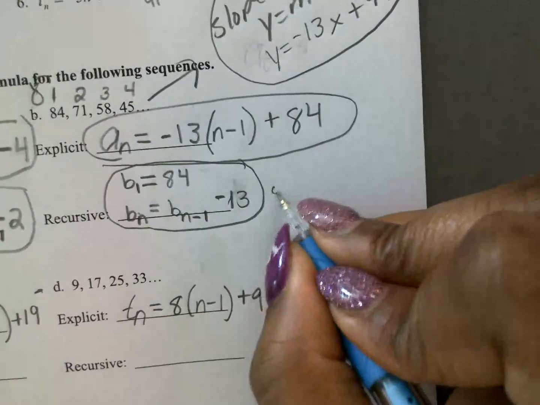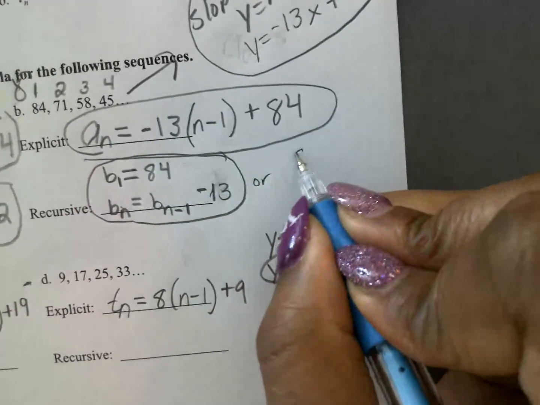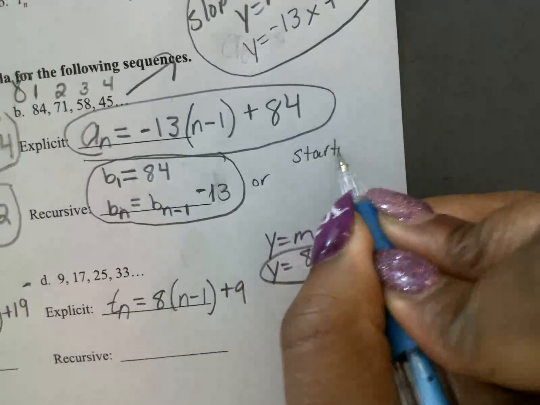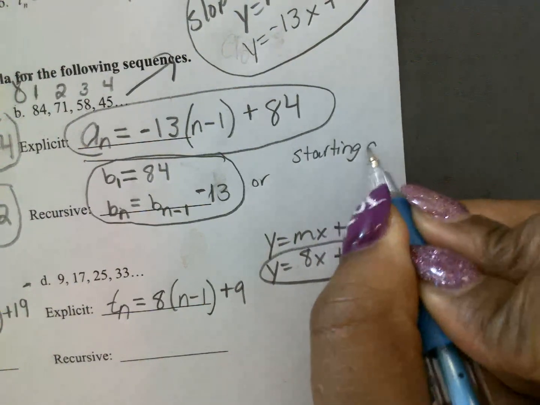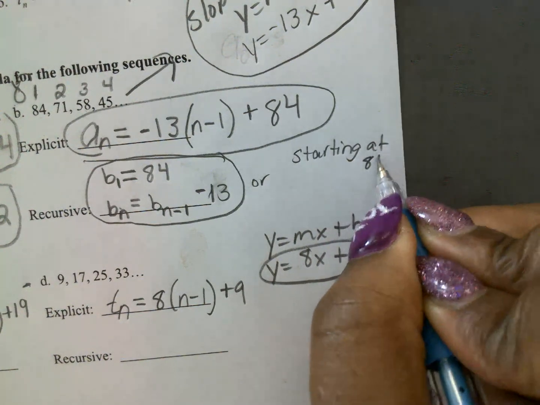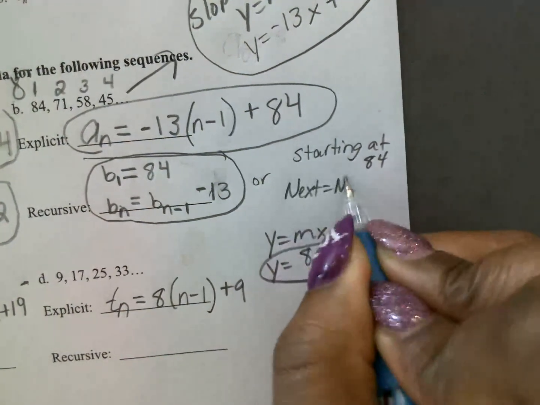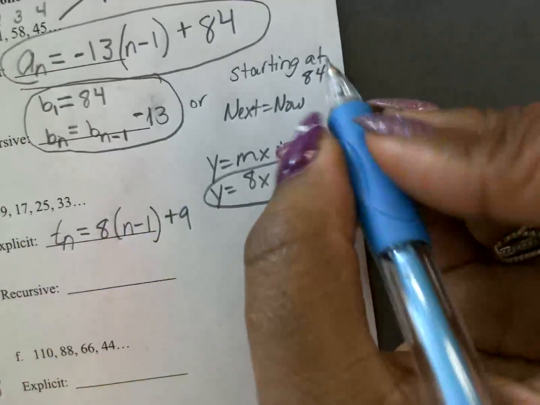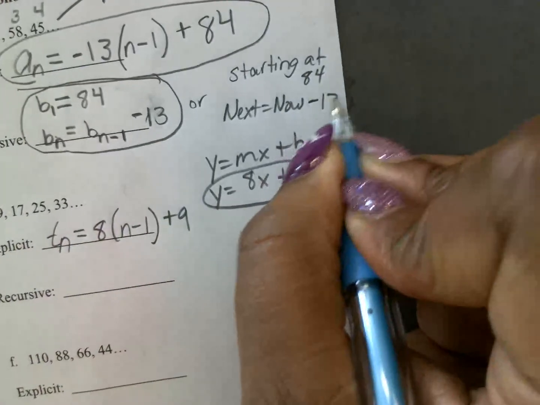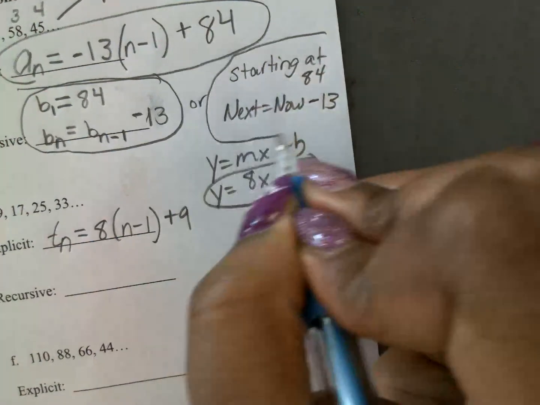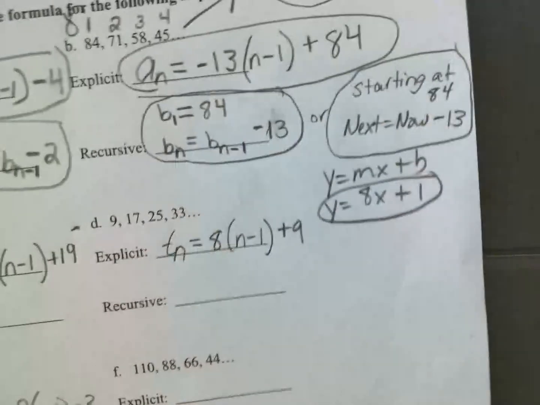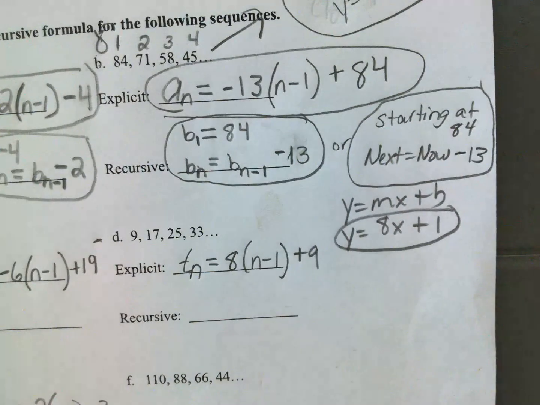Another way: starting at, what number did they give us to start with? 84. And now it's next. The next number is equal to the current number. And what are you doing every single time? Minus 13. This is another recursive. Please write that down. We're going to do it again.